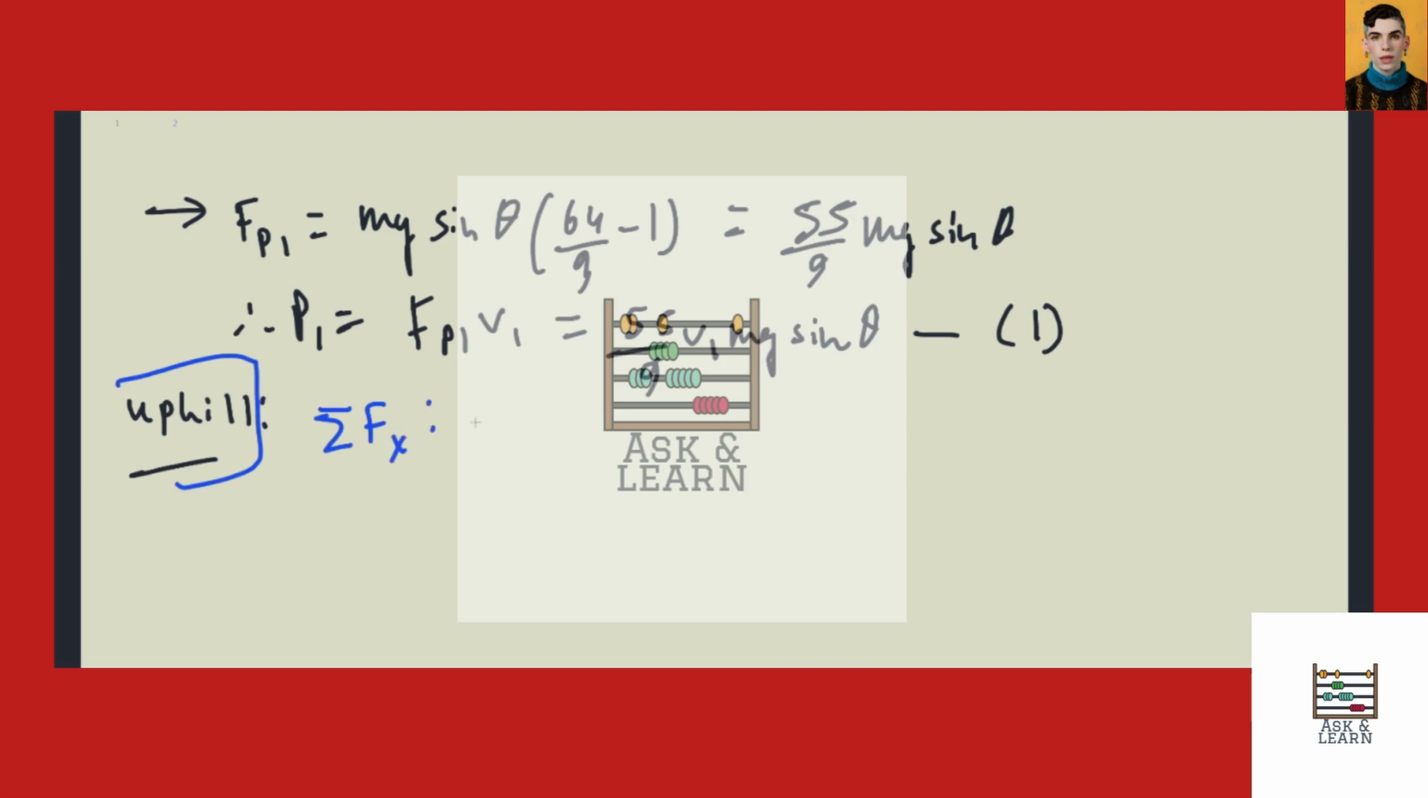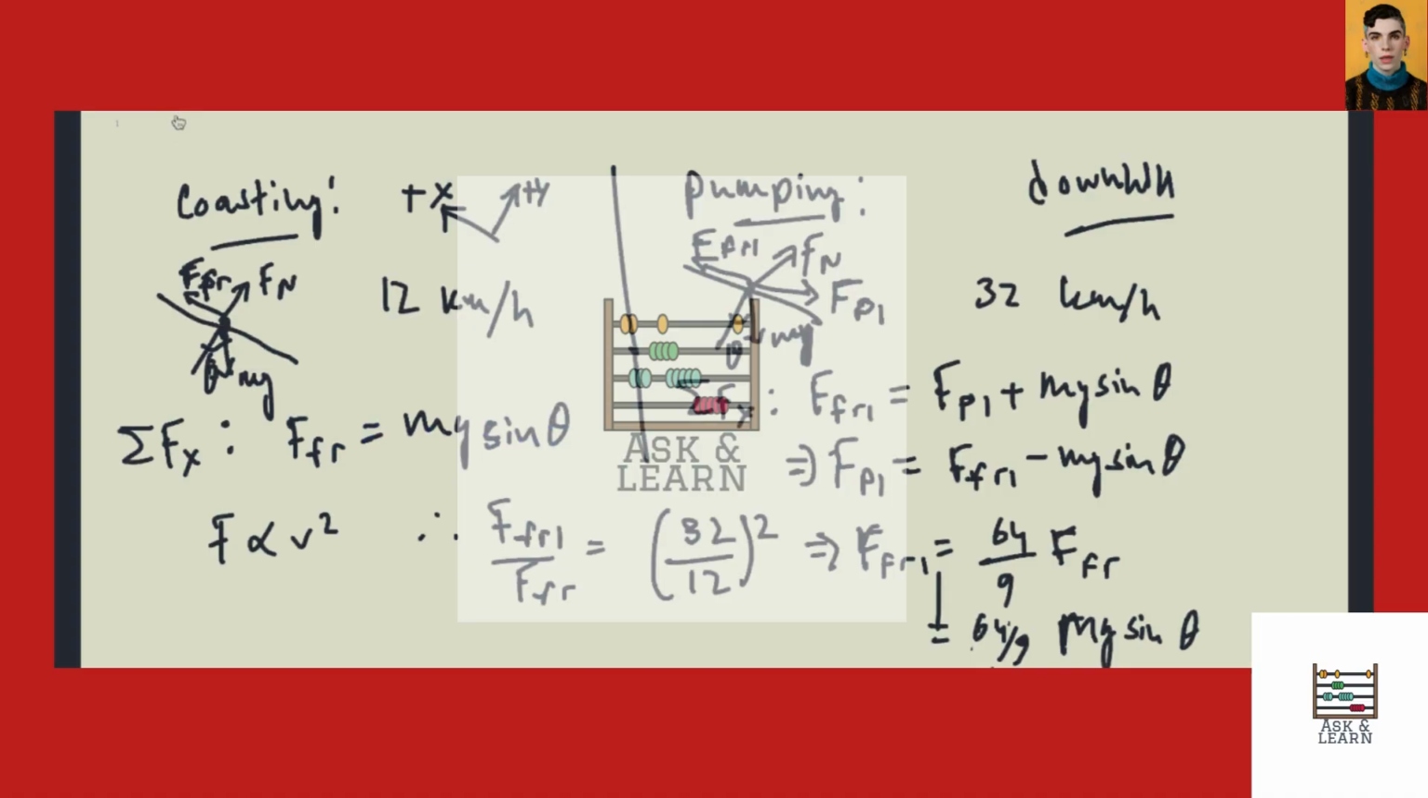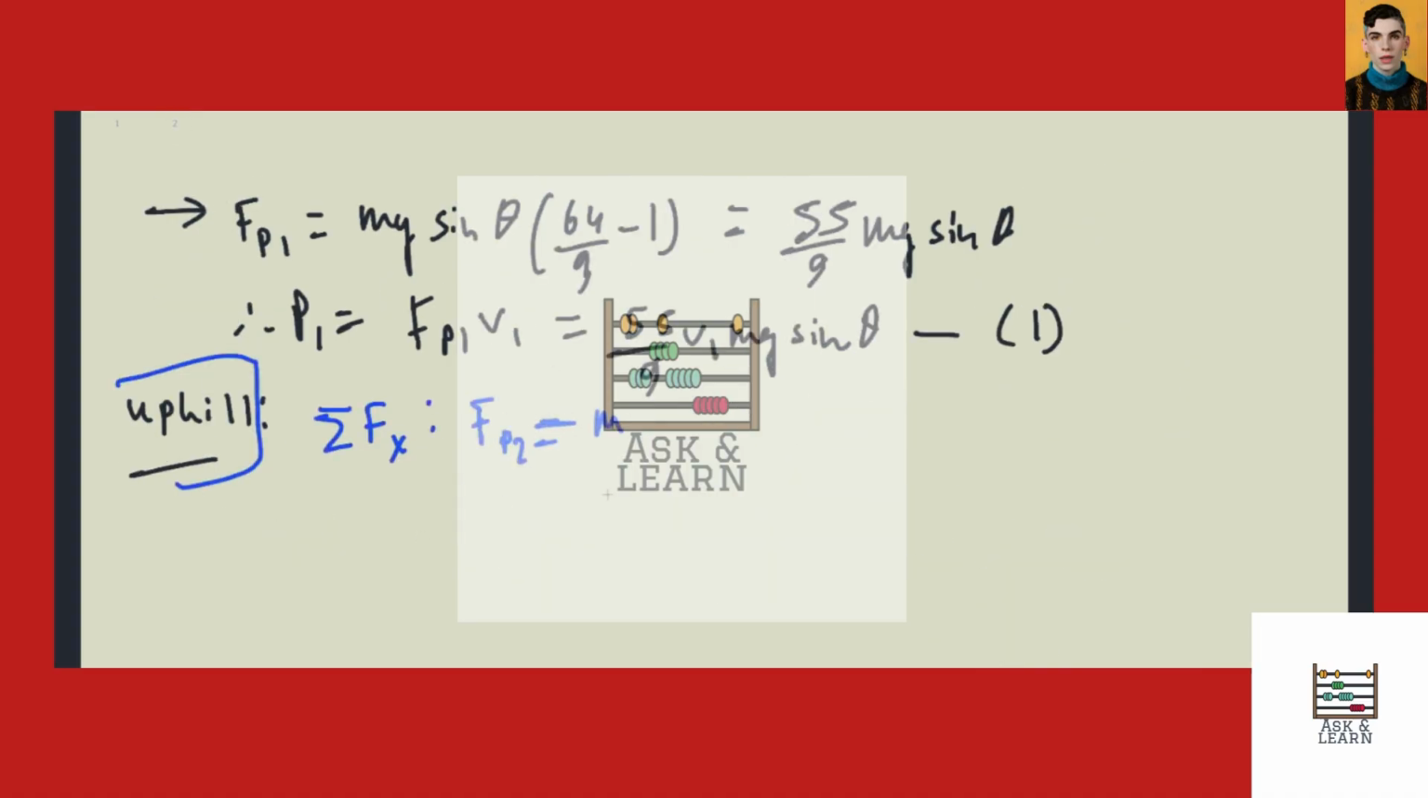When you're resolving forces in the x direction, you have FP2 minus FR2, force of friction in that case, minus mg sine theta. Therefore, FP2 is FR2 plus mg sine theta.